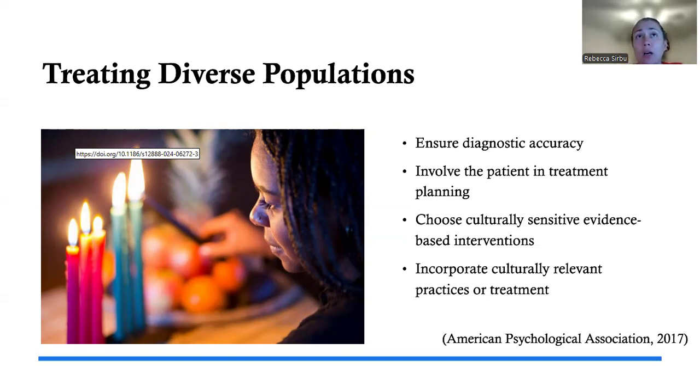So if they are averse to taking medications, you should avoid pharmacological intervention and focus more on cognitive behavior therapy. You should also choose culturally sensitive evidence-based interventions. So for example, cognitive behavior therapy can be adapted to be more culturally sensitive. Instead of working on the Western interventions of direct communication and direct coping strategies, maybe you modify it to work on more indirect communication and indirect coping strategies to adjust for the cultural norms of your patient. And finally, you should incorporate culturally relevant practices or treatment. For example, many cultures tend to turn towards religious figures to assist with psychological distress, and that should be encouraged and incorporated into intervention.